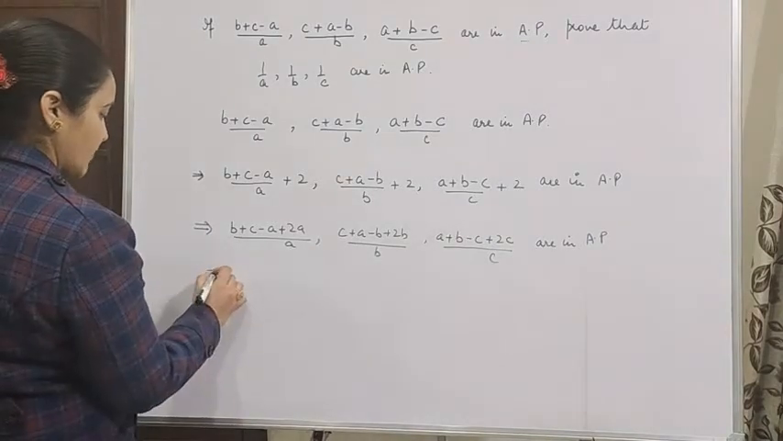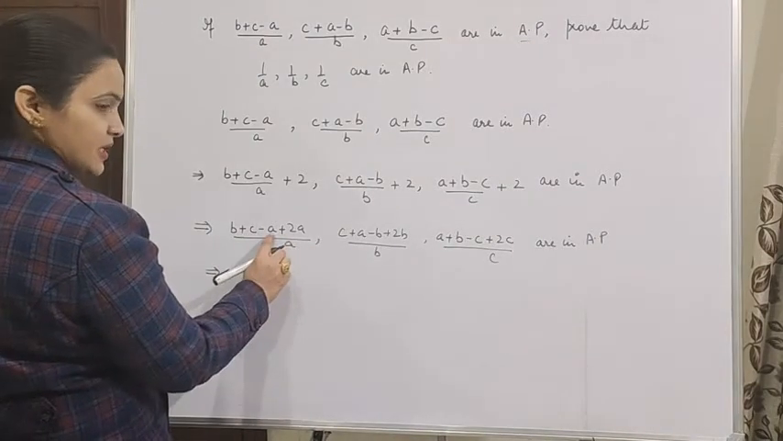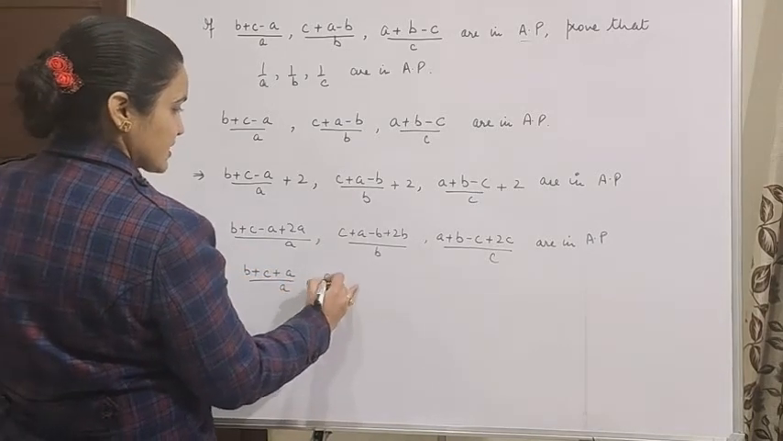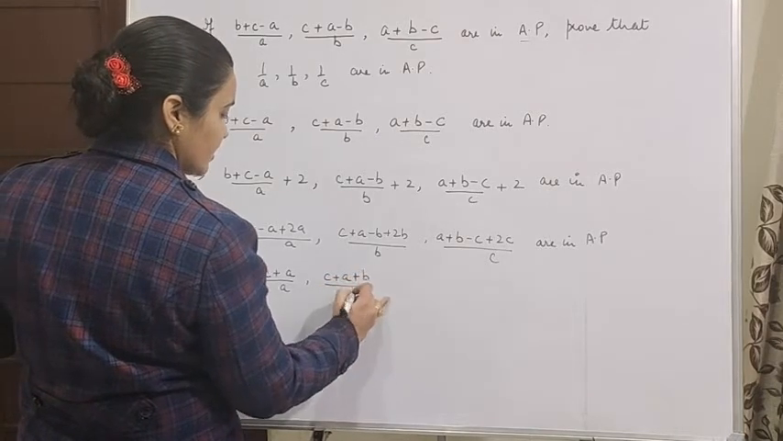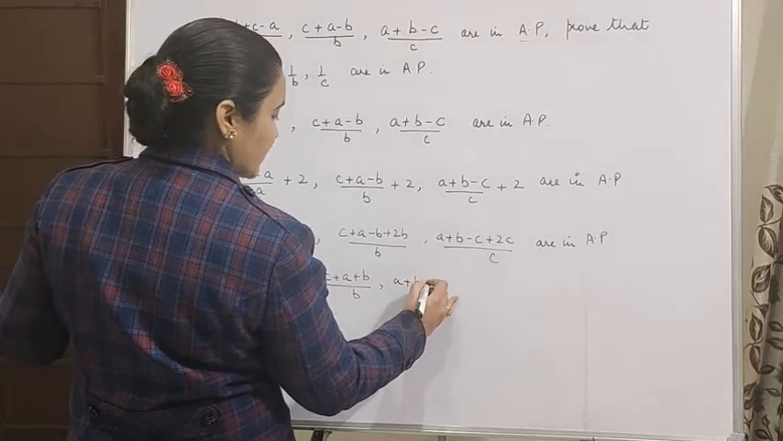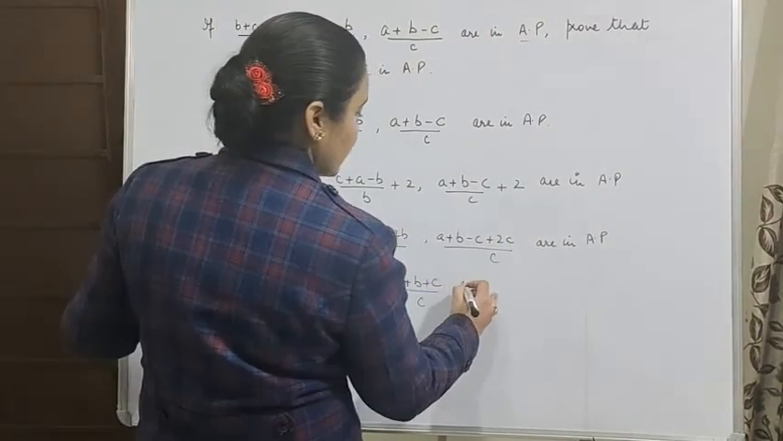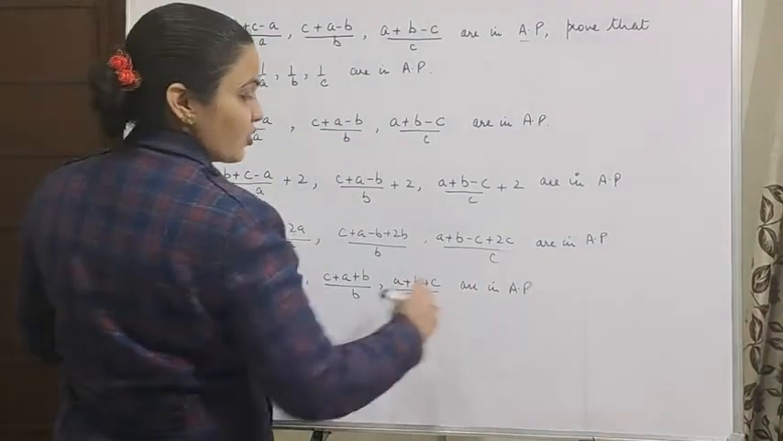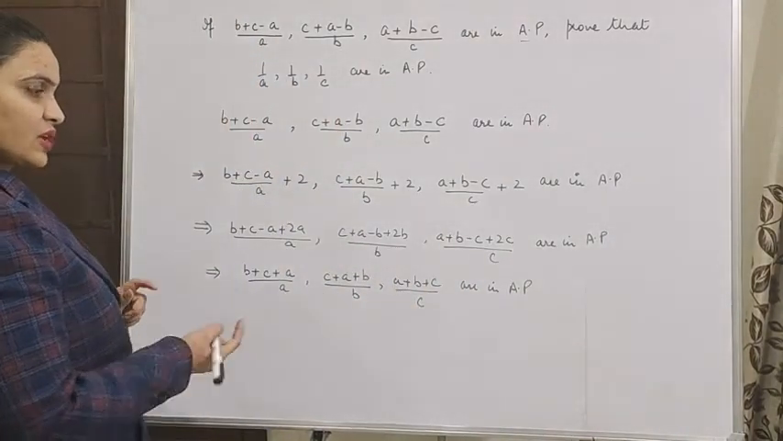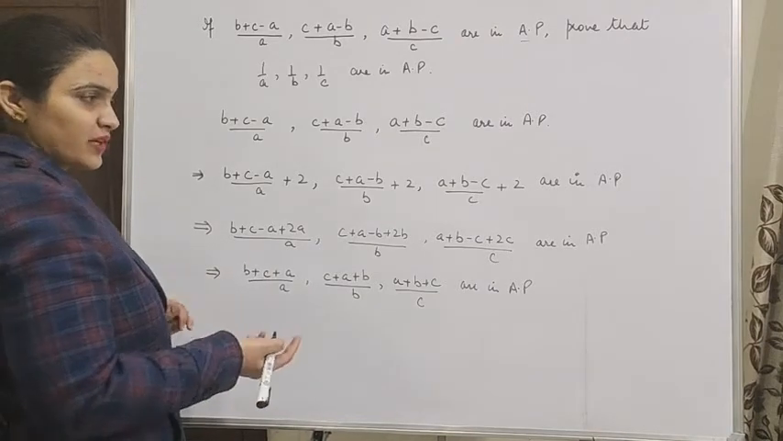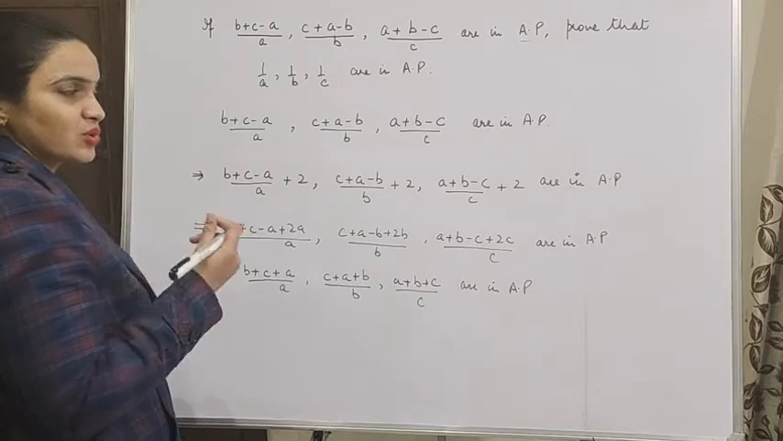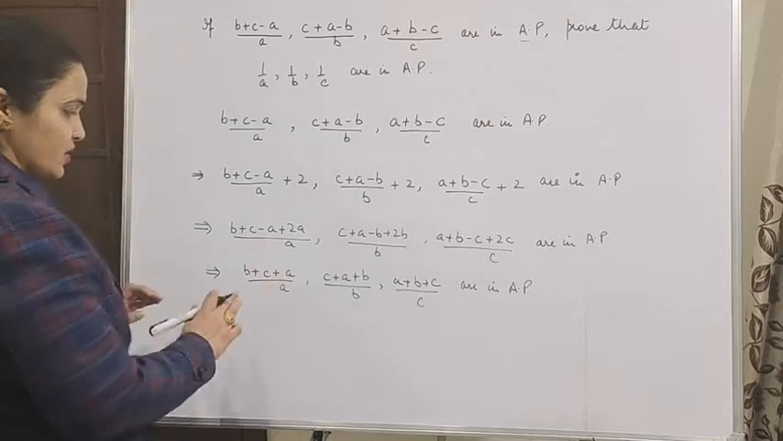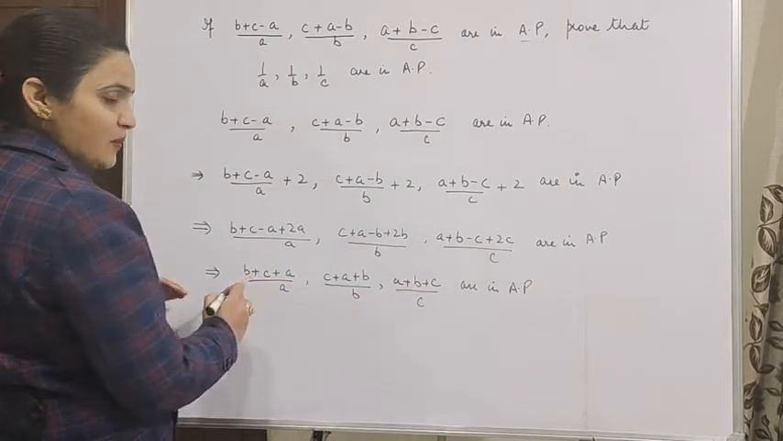Let us see what will happen now. This is 2a minus a, this is plus a. So it is (b plus c plus a) upon a, (c plus a plus b) upon b, and (a plus b plus c) upon c are in AP. So अगर हम इसको किसी कांस्टेंट से डिवाइड कर दें तीनों टर्म्स को, तब भी ये अर्थमेटिक प्रोग्रेशन में रहेंगी, क्योंकि किसी भी कांस्टेंट से एडिशन, सब्ट्रैक्शन, डिवीजन और मल्टीप्लिकेशन अर्थमेटिक प्रोग्रेशन को नहीं बदलेगा.